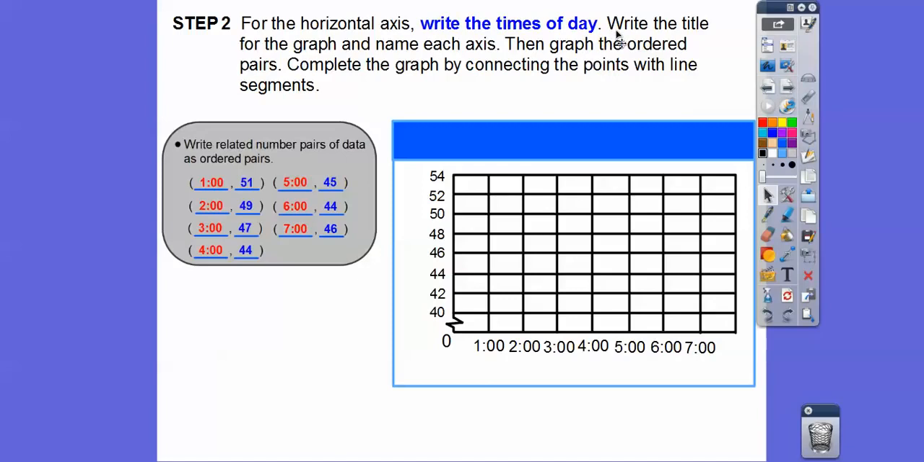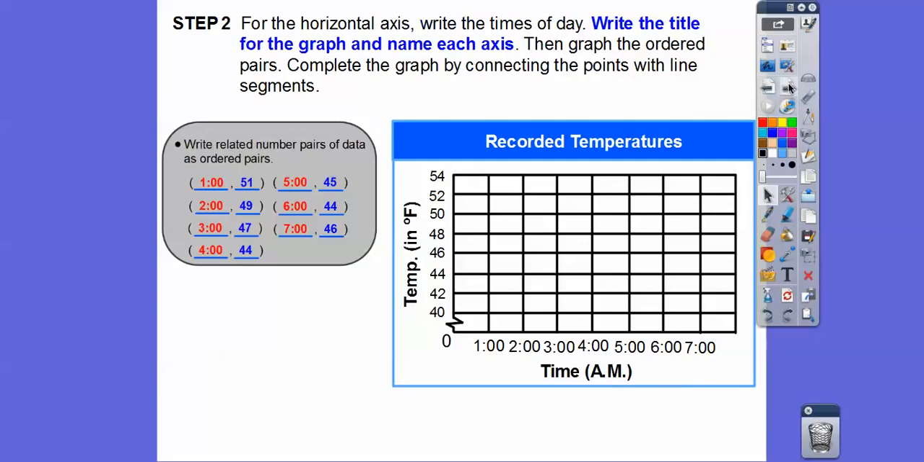Then the second part says write the title for the graph and name each axis. Okay, so the title of the graph was the recorded temperature. And then over here, what's this for over here? This is the y-axis. This is going to be these numbers right here, and that was the temperature right here. And this down here is going to be the time of day in the AM, okay? So here's our title, recorded temperature. Here's the label of the vertical axis, the temperature. It's always these y coordinates. It's always the second ones right here. And down here is the time of day. It's always the x coordinates here, okay?